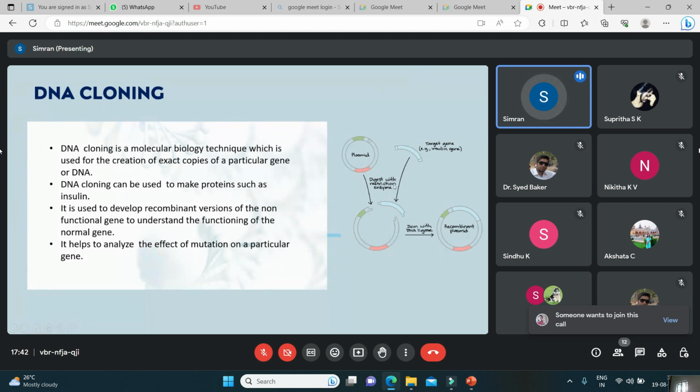DNA cloning can be used to make proteins such as insulin. It is used to develop a recombinant version of the non-functional gene to understand the functioning of the normal gene. It helps to analyze the effect of mutation on a particular gene.